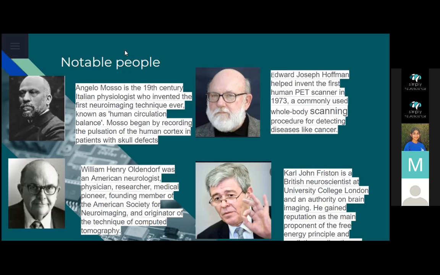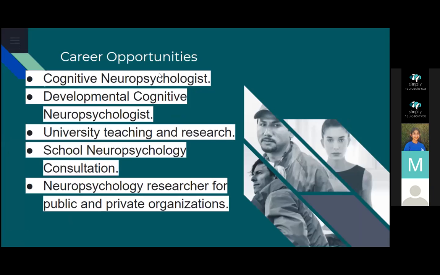William Henry Oldendorf was an American neurologist, physician, researcher, medical pioneer, and founding member of the American Society for Neuroimaging. He was the originator of the technique of computed tomography, also known as CT scan. And Carl John Friston is a British neuroscientist at University College London and an authority on brain imaging. He gained a reputation as the main proponent of the free energy principle. Next slide.